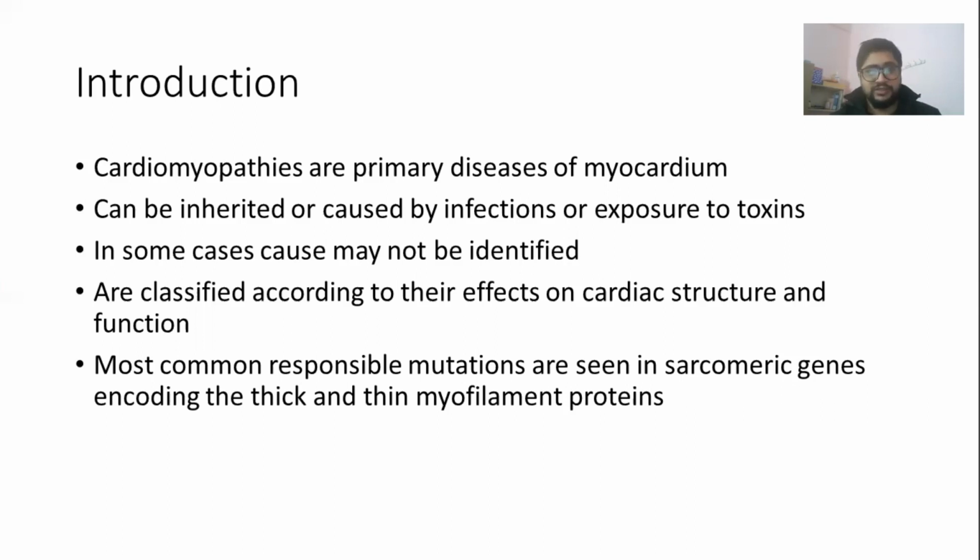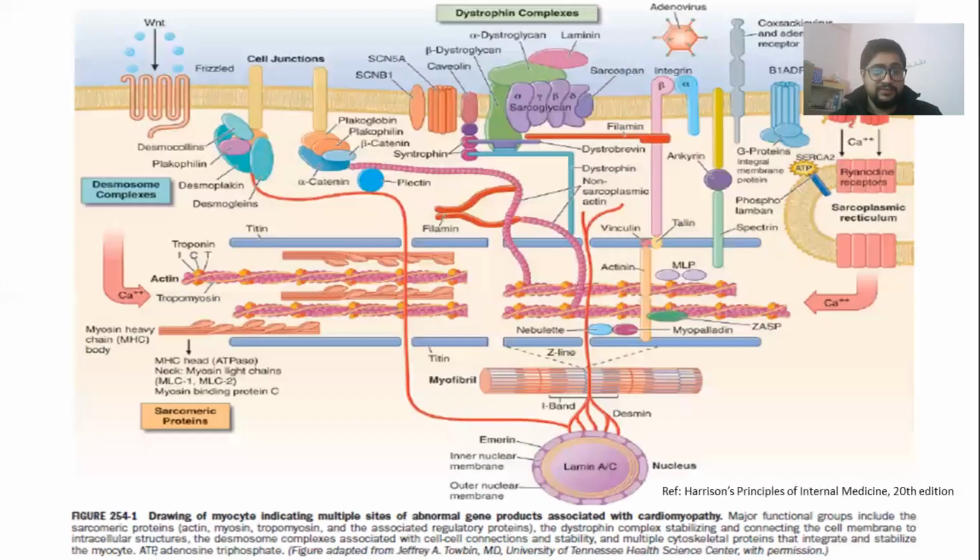They are mostly due to mutations seen in the sarcomeric genes encoding the thick and thin myofilament proteins. This is a drawing of a myocyte indicating multiple sites of abnormal gene products associated with the cardiomyopathies. Basically, the mutations occur in the dystrophin complex, the desmosome complex, or the sarcomeric proteins.